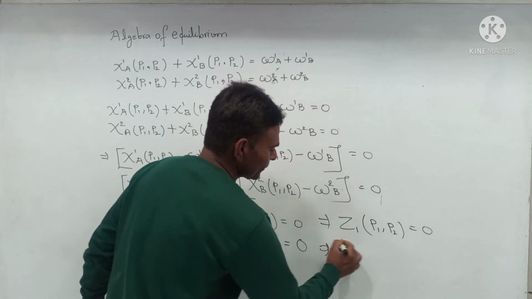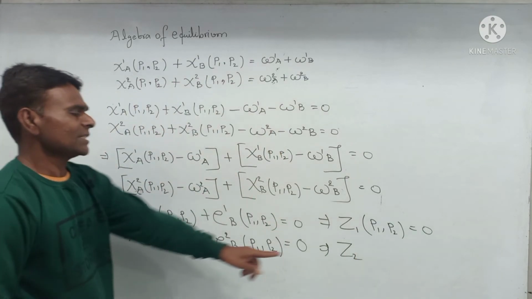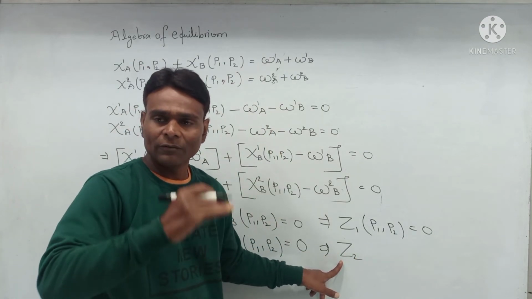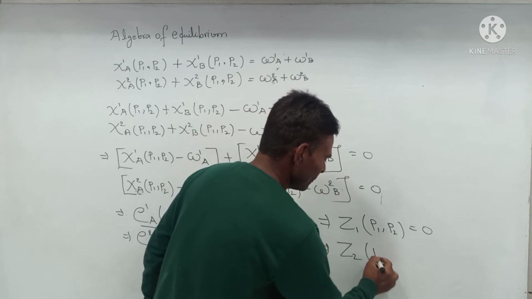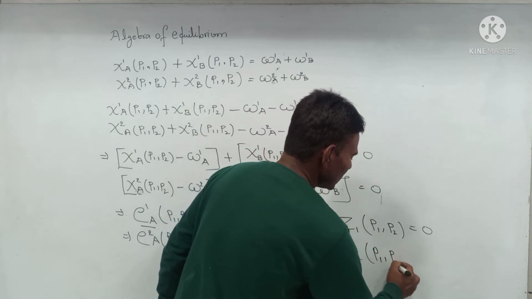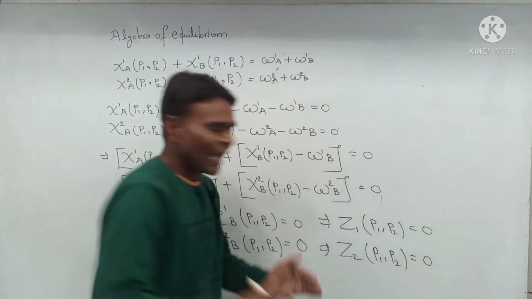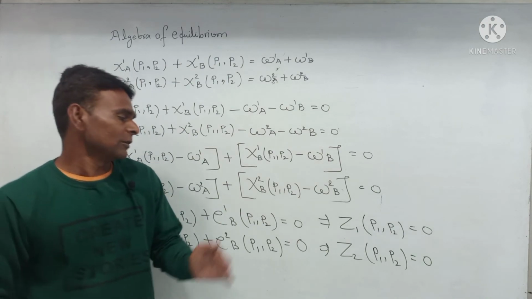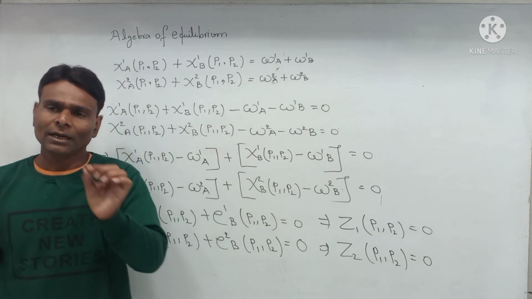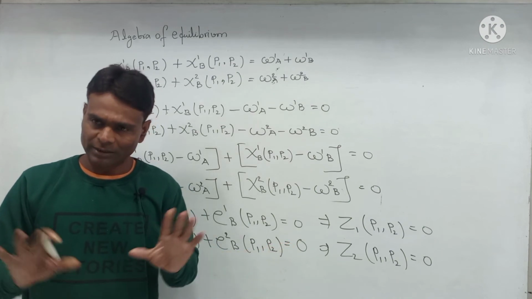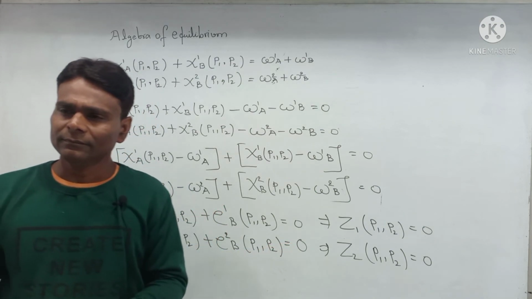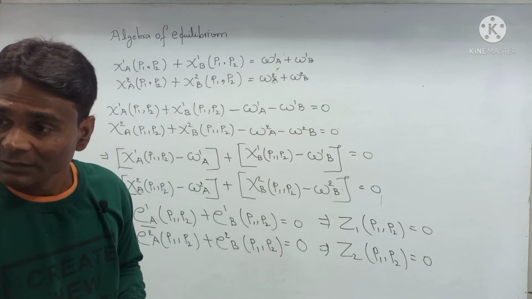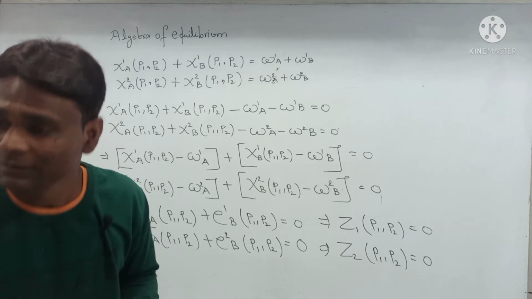And similarly Z2, that is the aggregate excess demand for goods 2, which is a function of P1 P2, equal to 0. That is, the aggregate excess demand for each goods is equal to 0 at the equilibrium. Got it? Yes, sir.